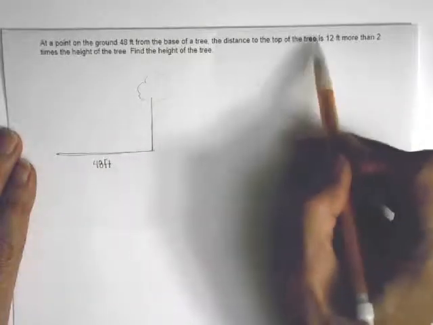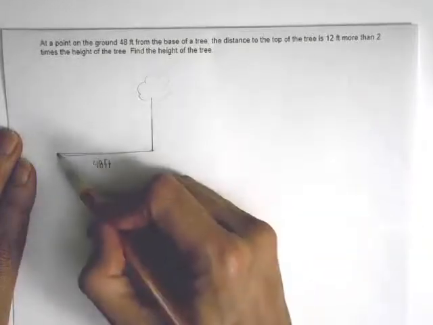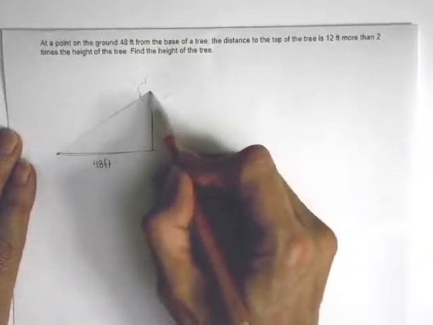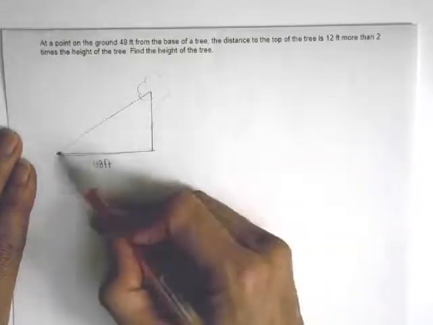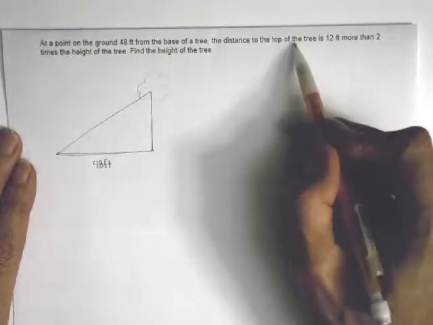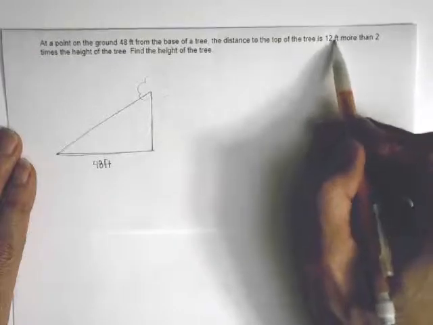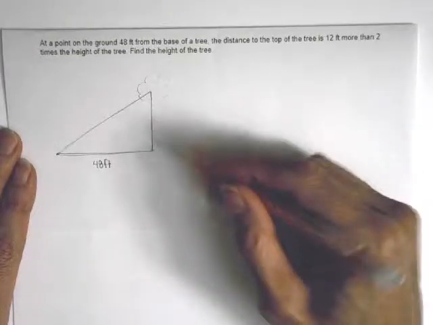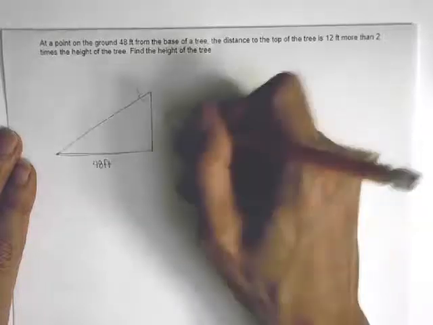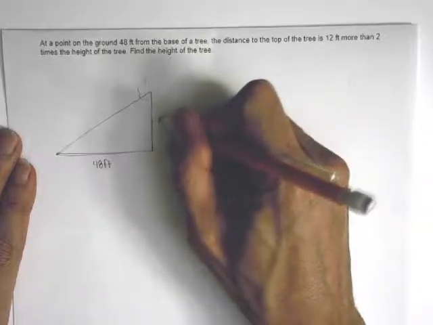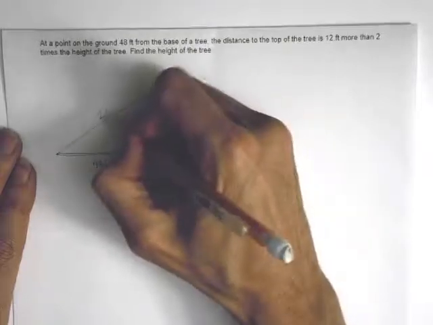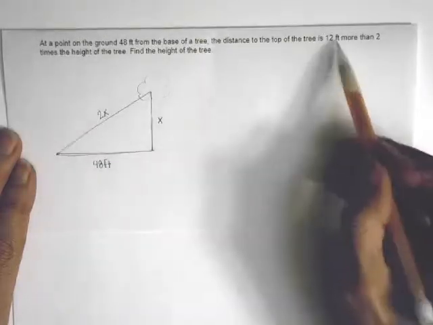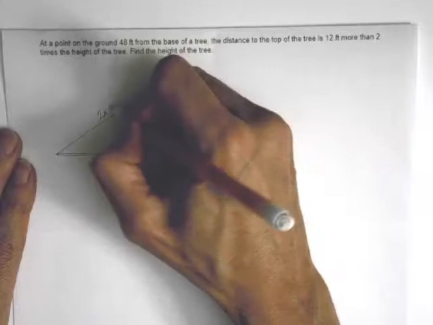It says that the distance to the top of the tree, so from here to the top of the tree, and pretend like we're at the top here so that I can keep that triangle going. The distance to the top of the tree is 12 feet more than 2 times the height. So again, let's pretend we don't know how tall this is. So 2 times the height would be 2x, and it says it's 12 feet more than that, so I'm going to add 12.